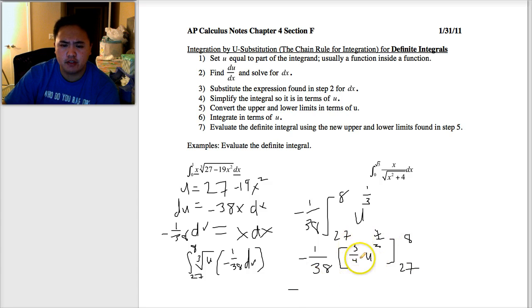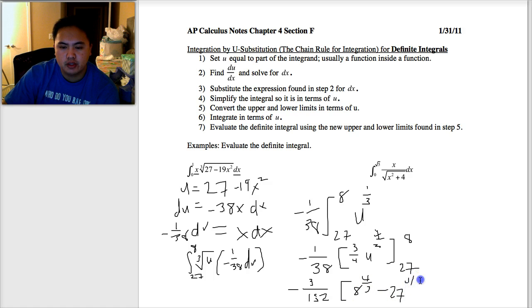Also, you'll notice this 3/4, and remember in the previous problem where I had this negative 1/38, I could pull this out? Well, same thing with this 3/4. Now that I have a 3/4 out here, I could also pull that out before plugging in the 8 and 27. It'll make your life a lot easier. So it'll be 3 over 152. And then I'm going to plug in 8 to the 4/3. And I'll plug in 27 and subtract the two values.